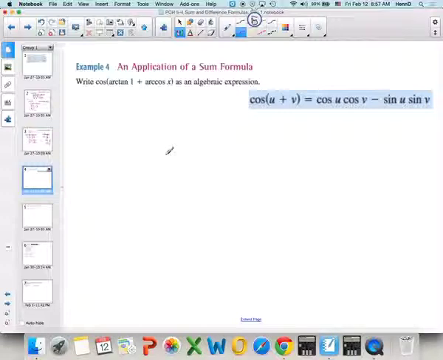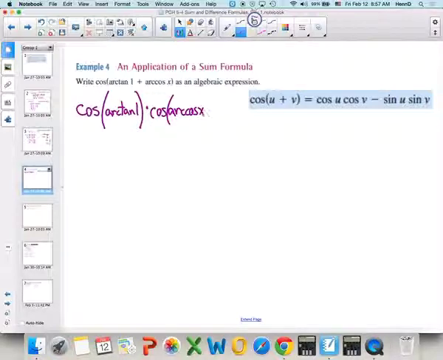So before we try dealing with that, let's try putting some things into our formula. We may have to consider two different cases: the case where we're in the first quadrant and the case where we're in the third quadrant. Let's try this. Cosine of u plus v is cosine u cosine v, so we have cosine of the arctan of 1 times the cosine of the arccosine of x.